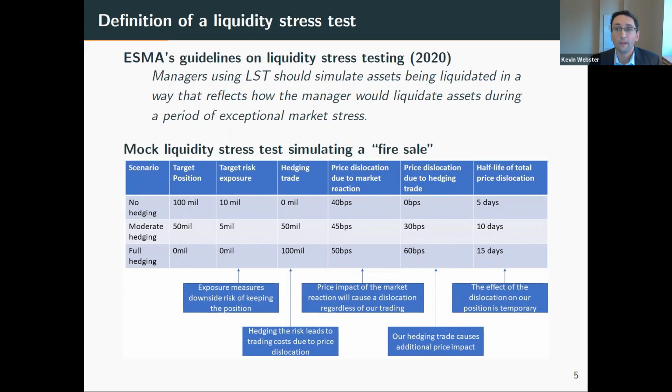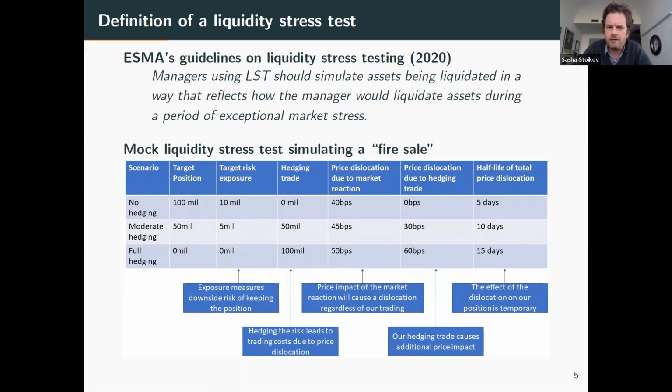And so in this report, the way you do it is by computing the price impact due to your own hedging and the price impact due to the market reaction. And you usually want to also have a sense of how quickly these dislocations revert, because these tend to be temporary dislocations.